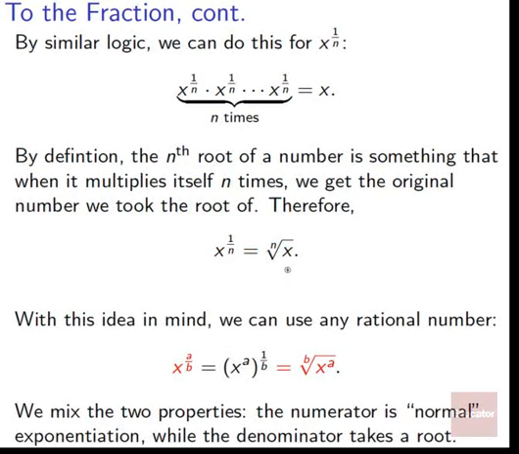With this idea in mind, we can use any rational number that we want at all. We can have x to the a over b. We can separate that into x to the a, all to the 1 over b. And since we had just had this thing here, 1 over n is the same thing as nth root. So we've got 1 over b becomes root b. So we've got the bth root of x to the a. We're just mixing the two properties. The numerator is normal exponentiation, just multiplying by itself like we normally would expect. And then the denominator takes a root. It takes that bth root because it's 1 over b.